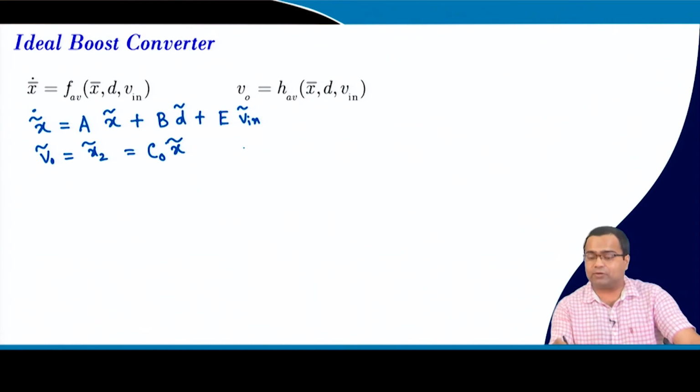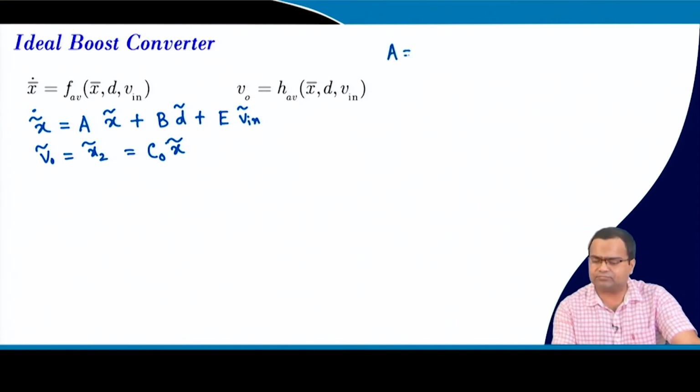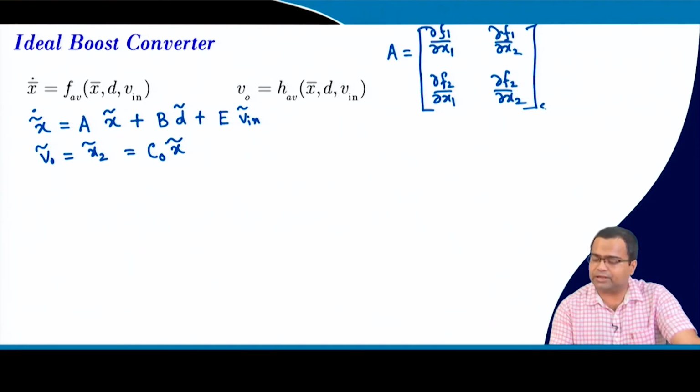Now, we want to find out what is my A. It is the Jacobian: dou F1 dou x1, dou F1 dou x2, dou F2 dou x1, dou F2 dou x2, computed at steady state.